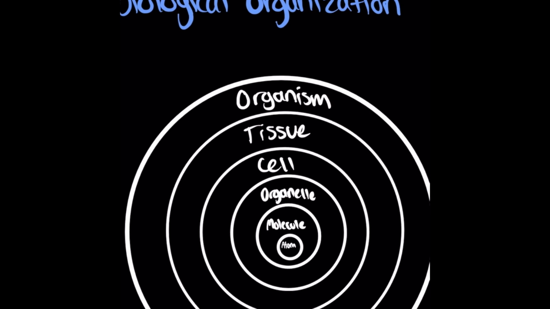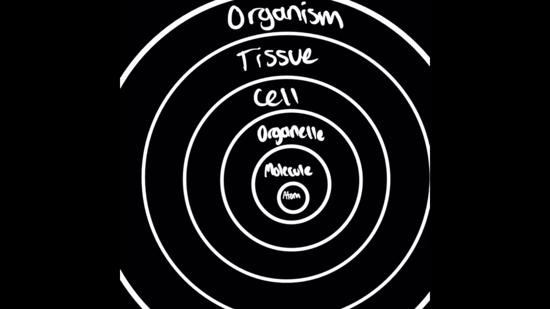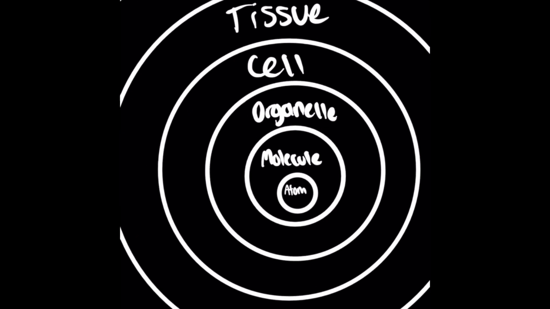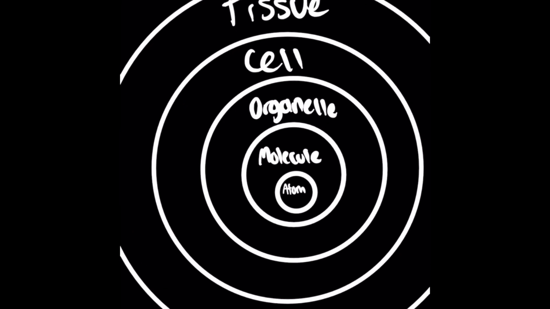Now I want to get into biological organization. Now this has nothing to do with memory or anything, but it's really important to know. So first you have the organism. And inside the organism you can find tissue, and then there's a cell, and then there's the organelles in the cell, and then you have molecules, which are made up of two or more atoms, and then you have the atom.